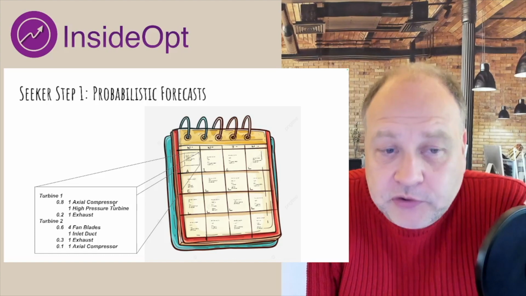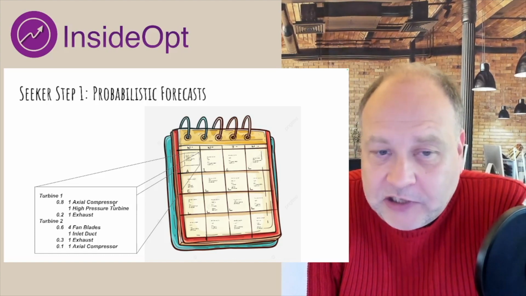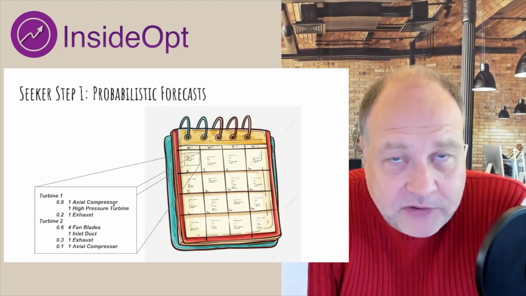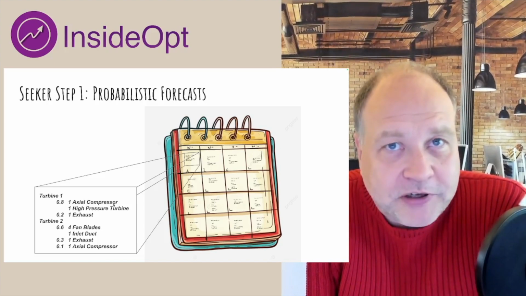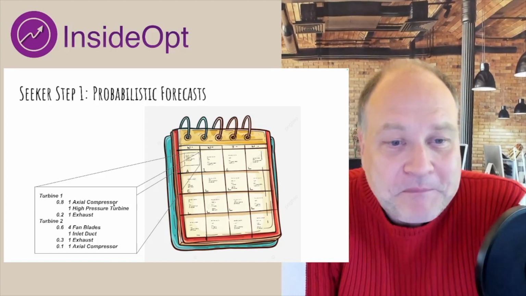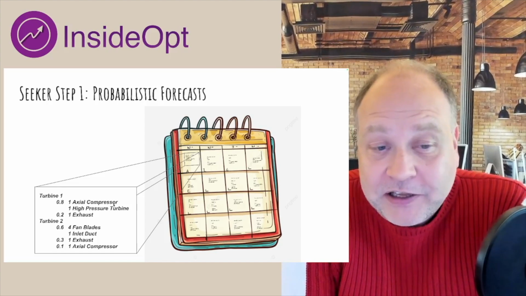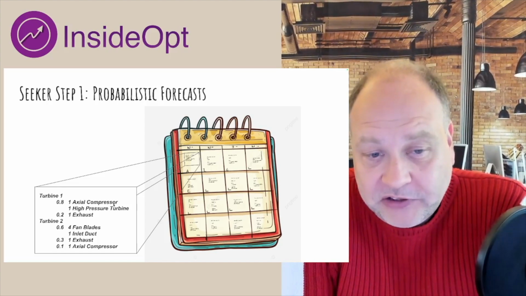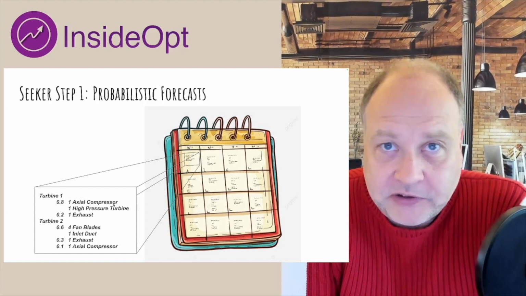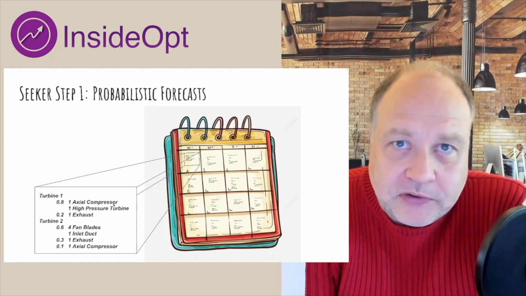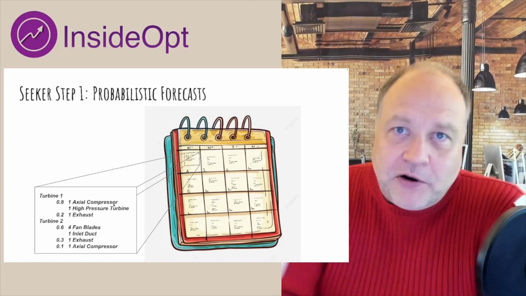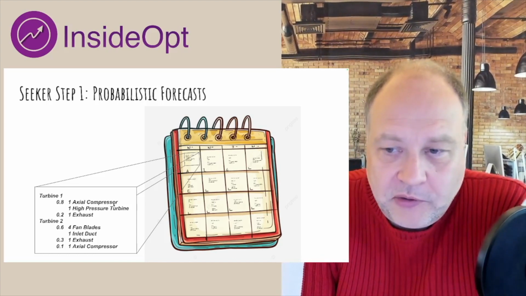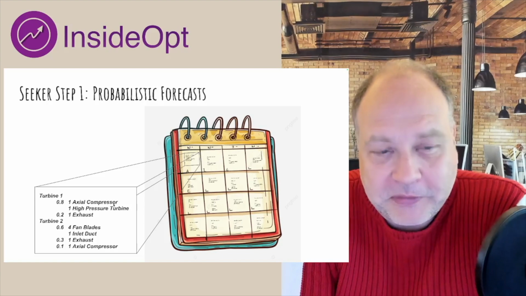For turbine 2, there's a 60% chance that we're going to need 4 fan blades. Mind you, if you only have 3, you can't do the repair. You need 4. 4 fan blades, 1 inlet duct. There's a 30% chance that you might need an exhaust, and there's a 1% chance that you need an axial compressor. And these are mutually exclusive. So obviously you can have many of those different kind of parts bags, if you want to call them that.